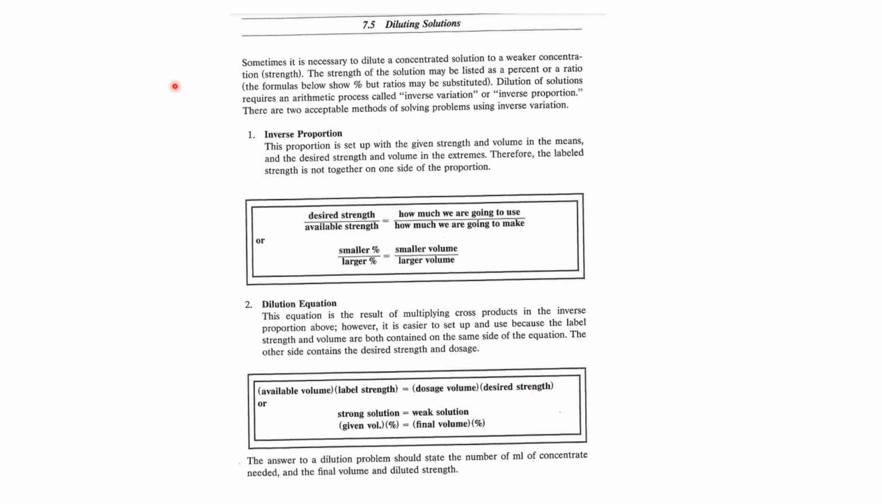Finally, we're going to diluting solutions, and this is different in that there is an inverse proportionality that is involved. And so what you have is the smaller percent divided by the larger percent is a smaller volume divided by the larger volume. Okay, and so you see that that's the ratio that you have. Another way to look at this is sometimes called the dosage formula. And so what we're going to have then is the available volume times the label strength is the dosage volume times the desired strength. It's best if we look at these as a few examples.